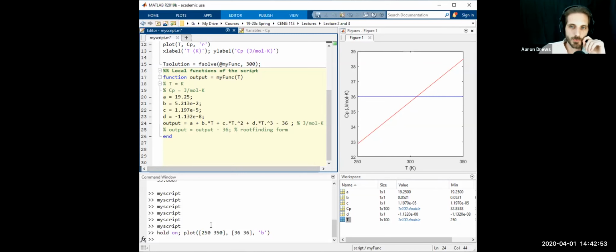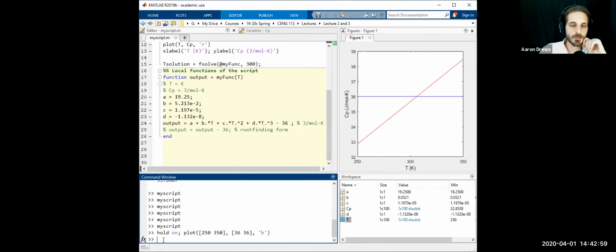Two people have asked whether or not you need the optimization toolbox. You may, in which case you'll have to download it, or you can use the online version, but at any rate, you should have free access to the additional ones. Can you put minus 36 in the fsolve argument? Yes, you can do it there as well. Any of those would be equivalent.